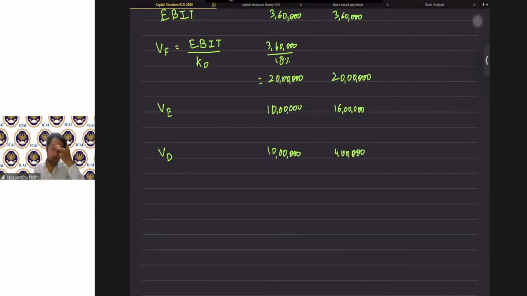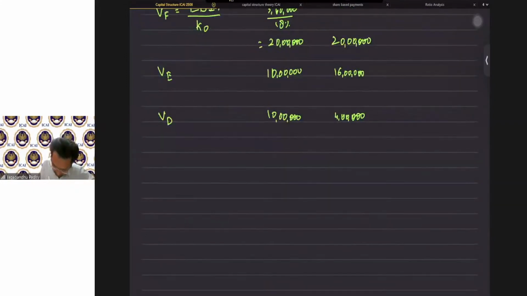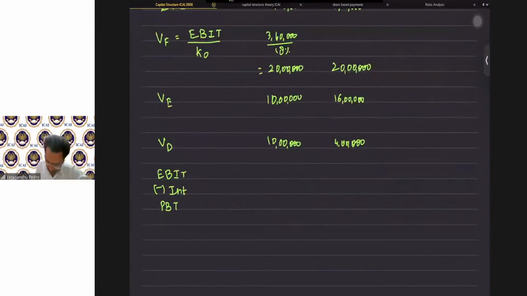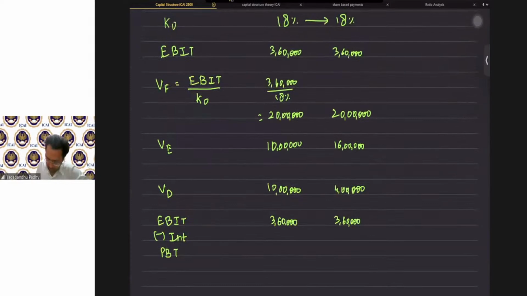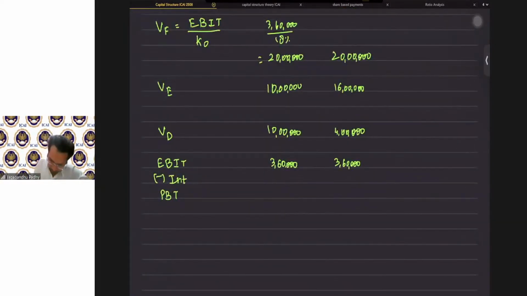Now let's talk of the PAT and PBT also. Since we have the EBIT figure available, from that we are going to reduce the interest. We get profit before tax, and since it's a no tax scenario, it's quite easy. So EBIT is 3,60,000 for both the firms. Interest that we pay is 8% of 10 lakh, which is 80,000.